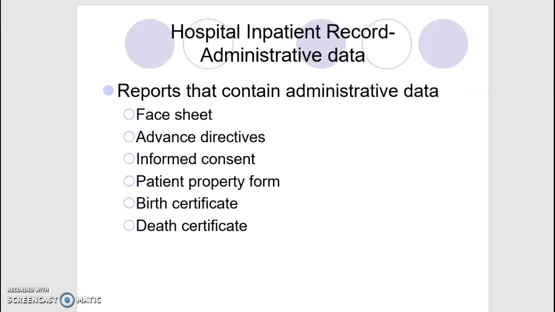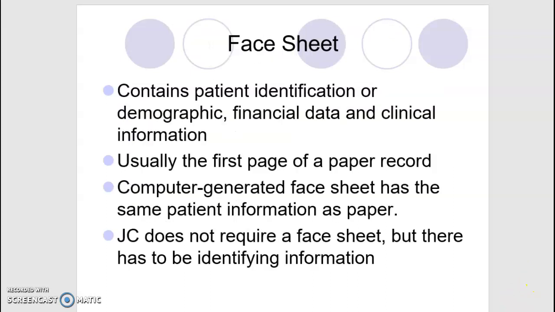Okay, let's talk about administrative data. We're going to talk about the face sheet, advance directives, informed consent, patient property form, birth certificate, and death certificate. The face sheet is the first thing we're going to talk about. This contains patient identification or demographic, financial data, and clinical data.